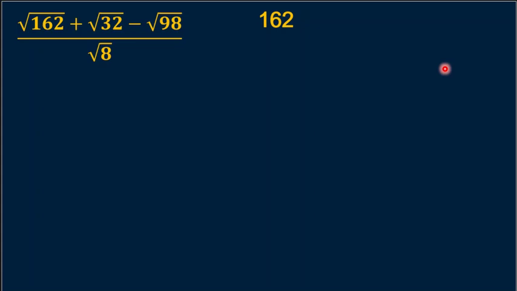162 is 9 times 18. I could tell 162 can be divided by 9 because if I add the numbers, 1 plus 6 plus 2, the result is 9. The divisibility rule of 9 is that if you add all the digits and the result is divisible by 9, then the number can be divided by 9. So 1 plus 6, which is 7, plus 2, which is 9, tells me that 9 can divide this number. When I do that division, the result is 18, meaning 9 times 18 gives me 162.